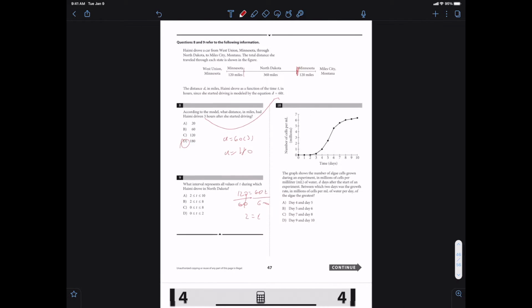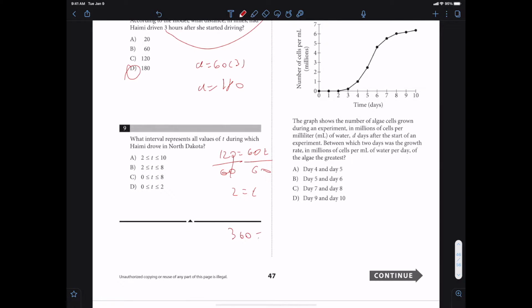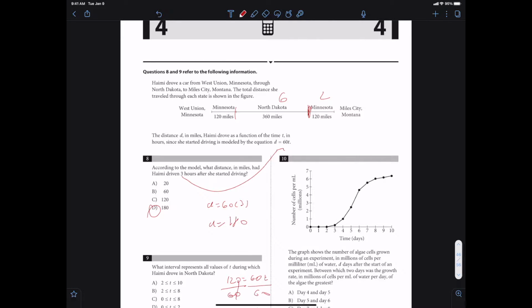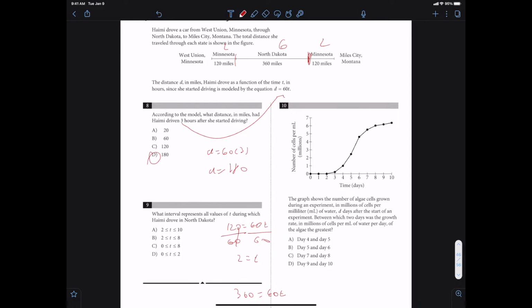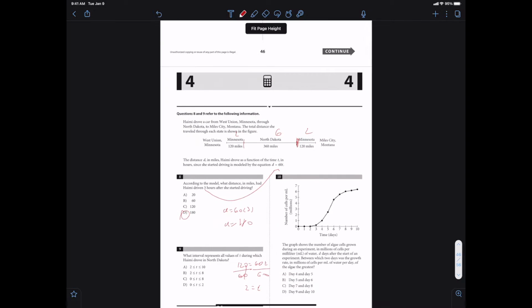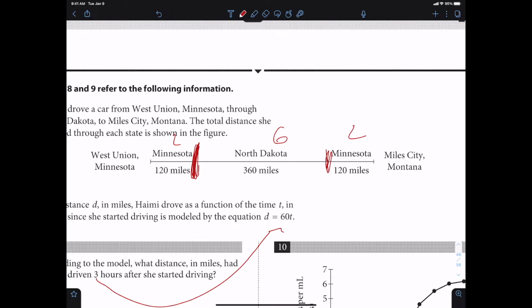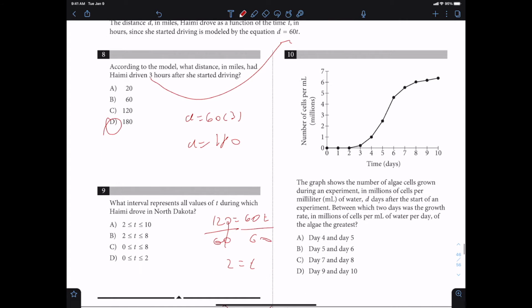North Dakota was a total of, let's see, 360 equals 60t, divided by 60, so 6 equals t. North Dakota was a total of 6. Minnesota was a total of 2, and the first Minnesota would have been a total of 2 as well. So she wants what interval represents all values of t during which Jaime drove in North Dakota. Well, she started at 2, and she ended at 8, right? Because she ended at 2 plus 6, which is 8. So it's going to be between 2 and 8, which is option B.